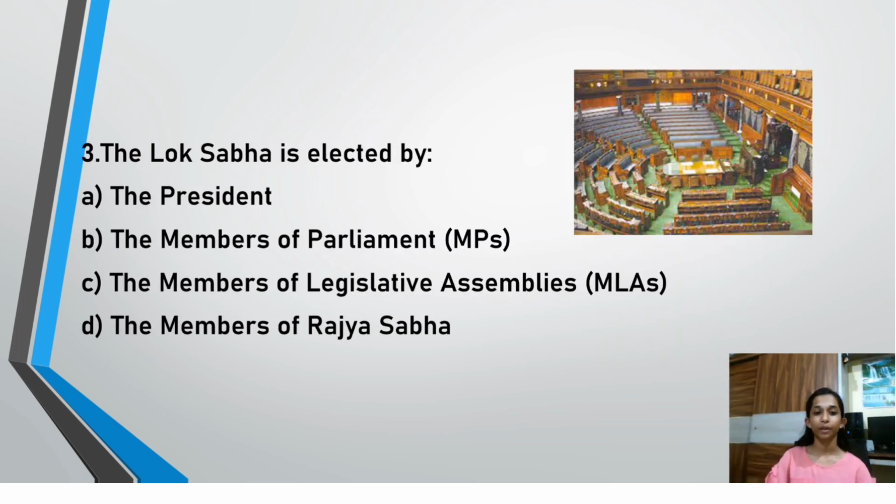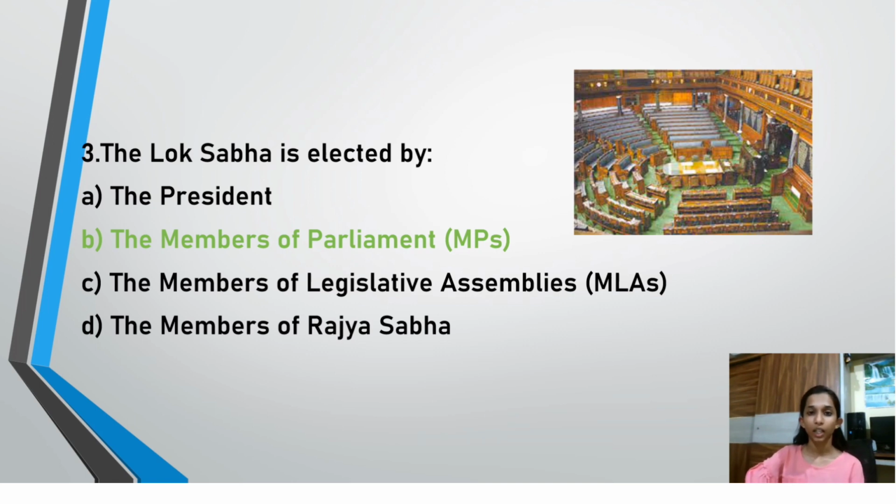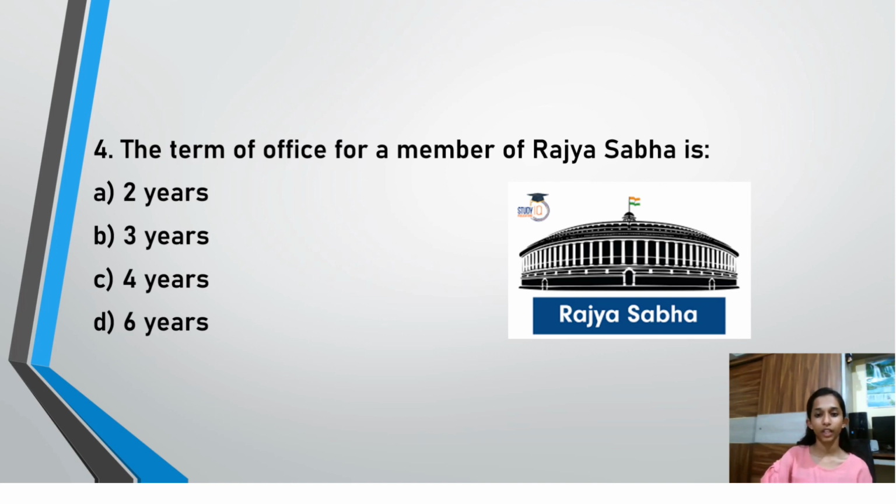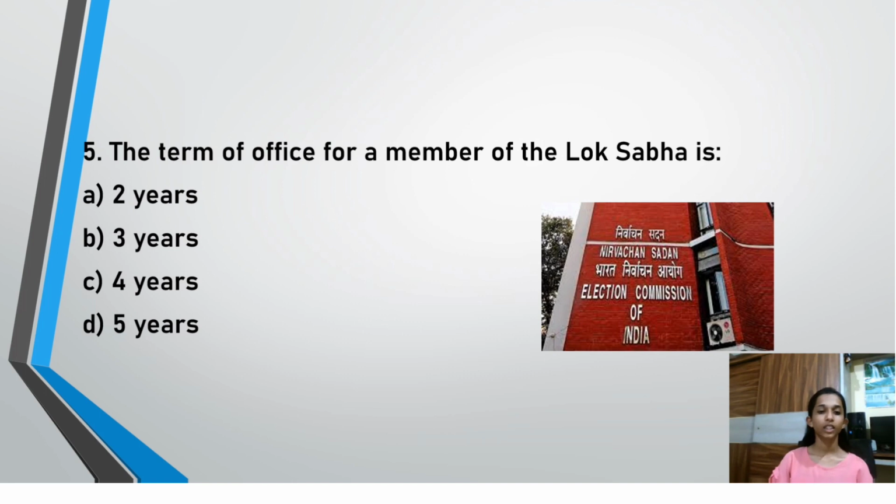The Lok Sabha is elected by the members of the Parliament, that is MPs. Few seats in Lok Sabha are reserved for scheduled caste and scheduled tribes, and the President of India also has the right to nominate two members as representatives of the Anglo-Indian community, and the members of Lok Sabha are directly elected by the eligible voters. The term of office for a Rajya Sabha member is 6 years. The term of office for a member of Lok Sabha is 5 years from the date appointed for its first meeting.